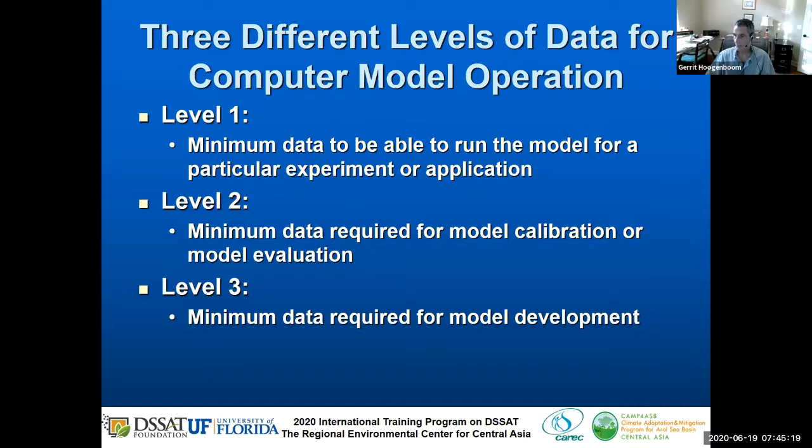And then level 2 for calibration or evaluation, and level 3 for model improvement and development.